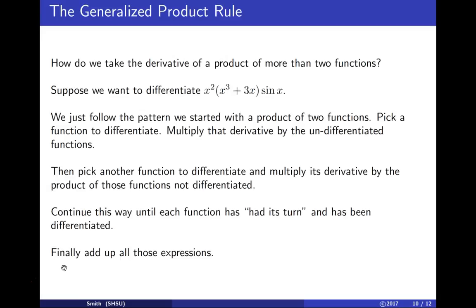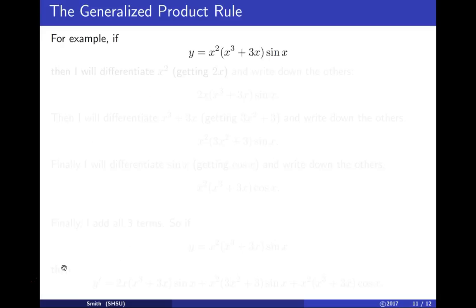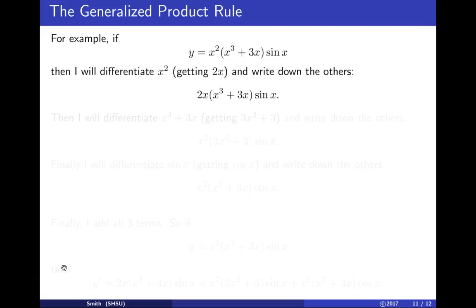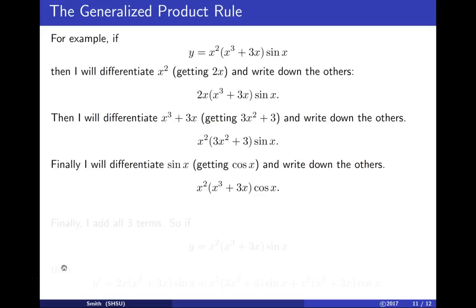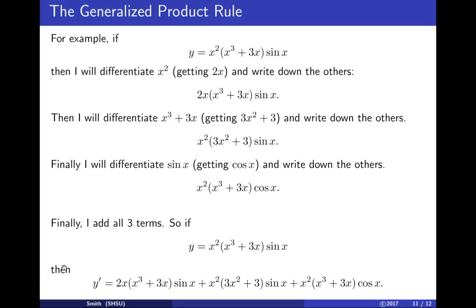and you add up the expressions. For example, if I want to differentiate x squared times x cubed plus 3x times sine x, then I differentiate x squared, getting 2x, and I write down the others. Then I differentiate x cubed plus 3x, getting 3x squared plus 3, and I write down the others. Finally, I differentiate sine x, getting cosine x, and I write down the others. And then I put them all together. So if you want the derivative of this, you add up those three pieces.